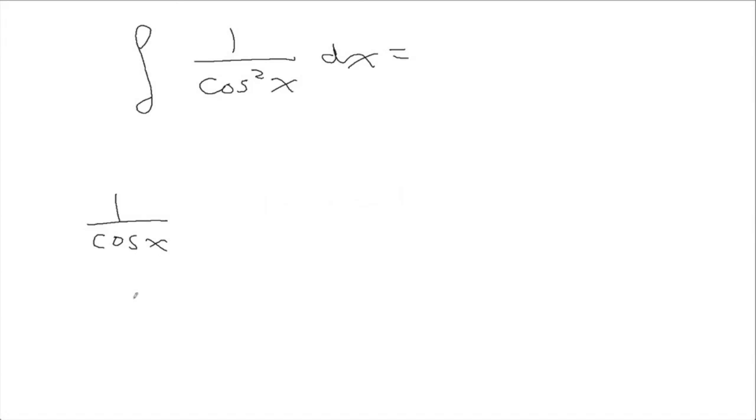Let me give you a hint. Can you think of any way to rewrite this? What's a way to rewrite this expression? 1 over cosine of x. Exactly. So what's a way to rewrite this expression?